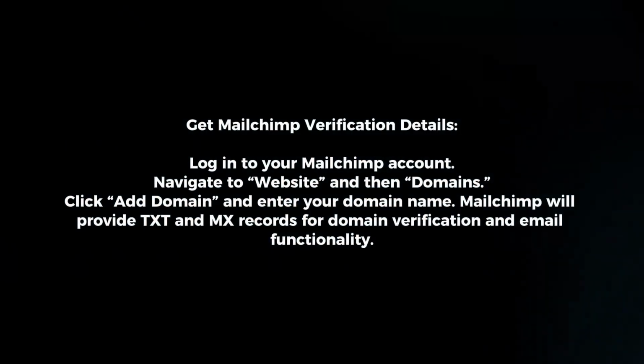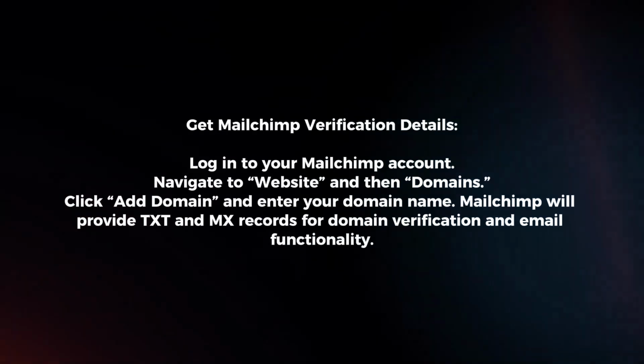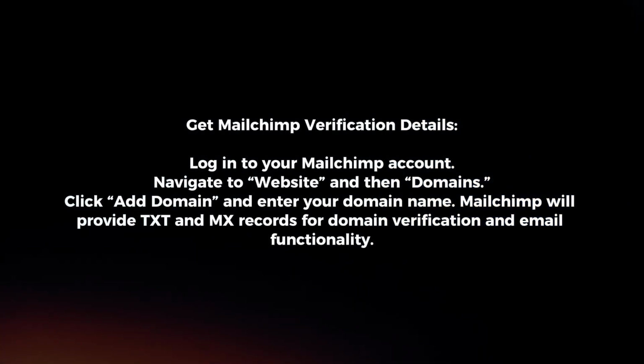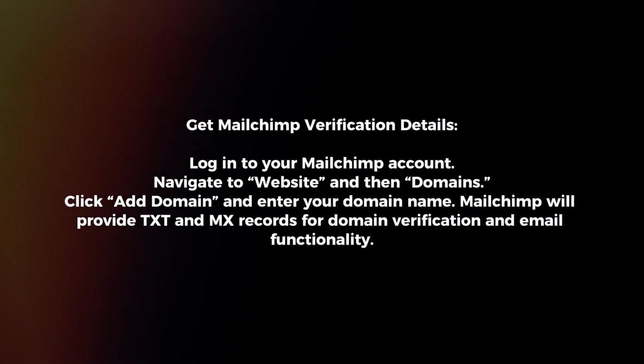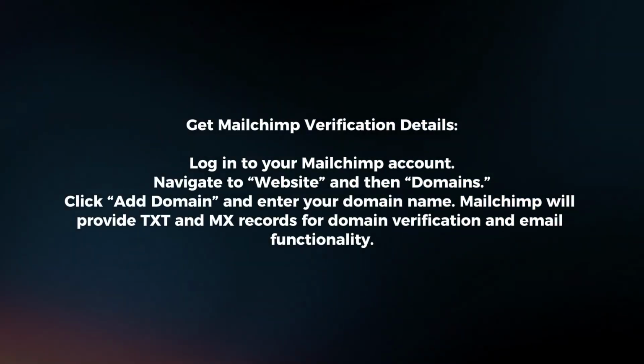Get Mailchimp verification details. Log into your Mailchimp account. Navigate to website and then domains. Click add domain and then enter your domain name. Mailchimp will provide TXT and MX records for domain verification and email functionality.